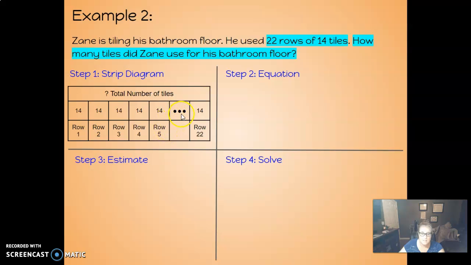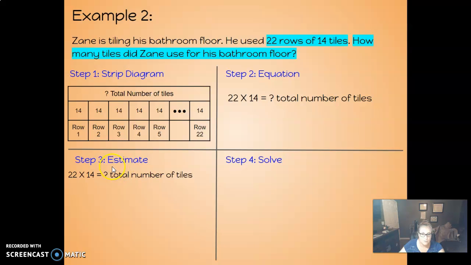That's letting you know that it's going to keep going. But it's also going to tell you how far it's going to keep going. So my strip diagram is I have 22 rows of 14, and I am trying to figure out the total number of tiles. After I've done my strip diagram, I'm going to do my equation. Well, the equation I'm solving for is 22 times 14, and it's going to tell me the total number of tiles. After my equation, I'm going to actually do my estimate.